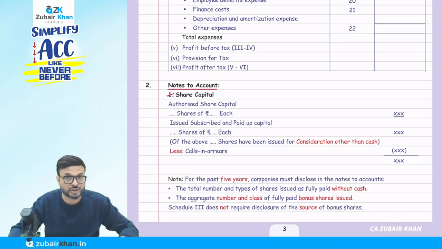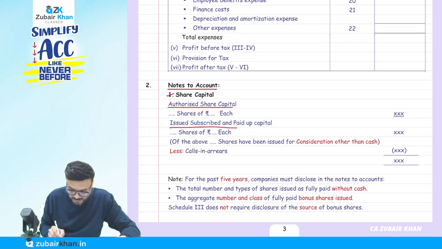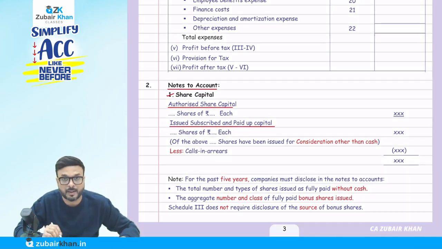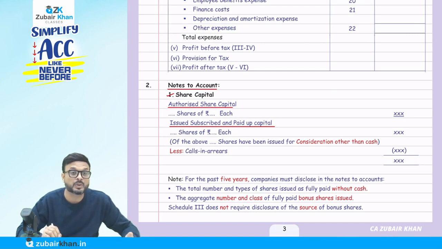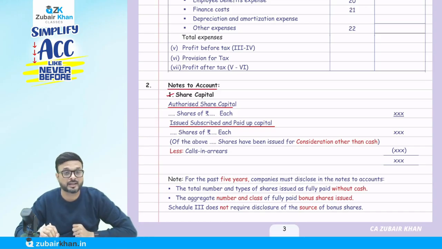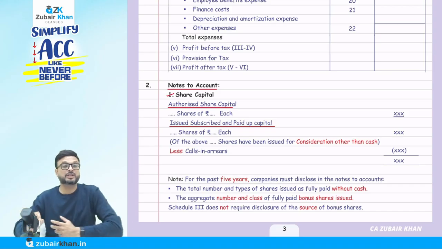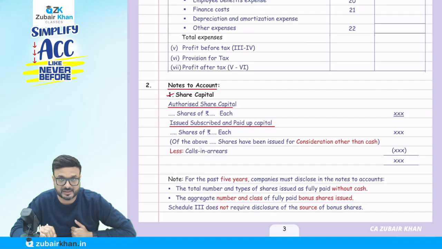So when I say share capital, one type is what we call authorized capital, and the other is issued, subscribed, and paid up capital. What do you mean by authorized capital? Authorized capital means the maximum number of shares that we can issue in the market. When the company is incorporated, they mention the authorized capital, which is the maximum number of shares they can issue in the market. That we call authorized capital.